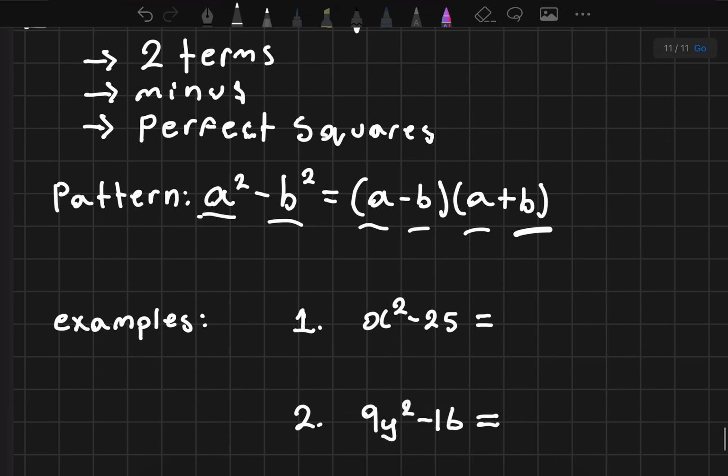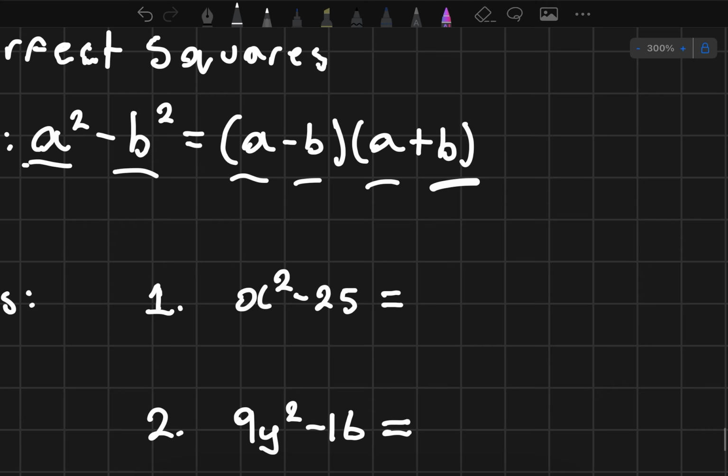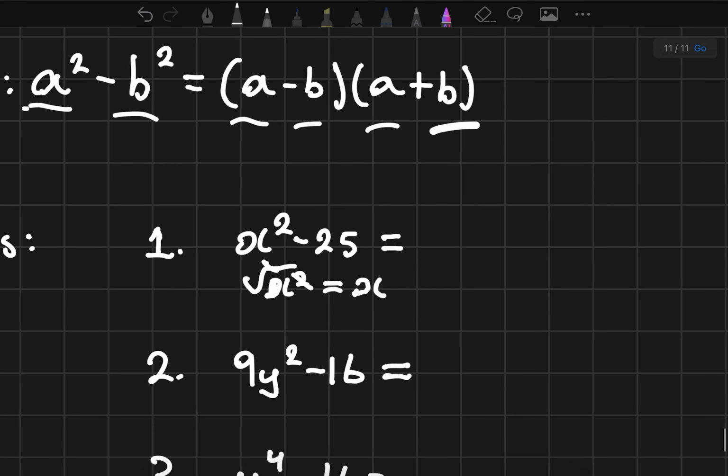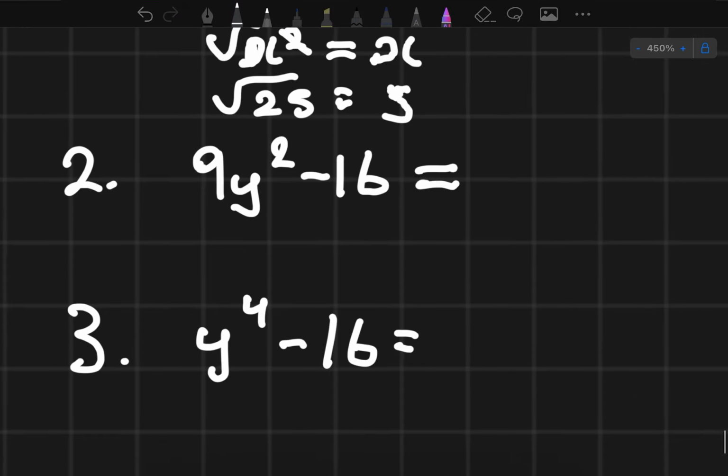So let's go over some examples. Here we have x squared minus 25. The square root of x squared, the root and the squared would just cancel out, leaving you with x. And the square root of 25 is just 5. So that means in the brackets you would put x minus 5, x plus 5, which is the answer for that.